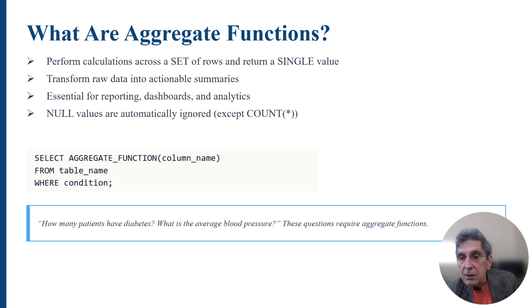Select the aggregate function from a column name in parentheses, from, and then the table name, with an optional where clause to filter before aggregating. So the healthcare context here is important. Questions like how many patients have diabetes, or what is the average blood pressure across our hypertensive population, cannot be answered with basic select statements. They require aggregate functions.